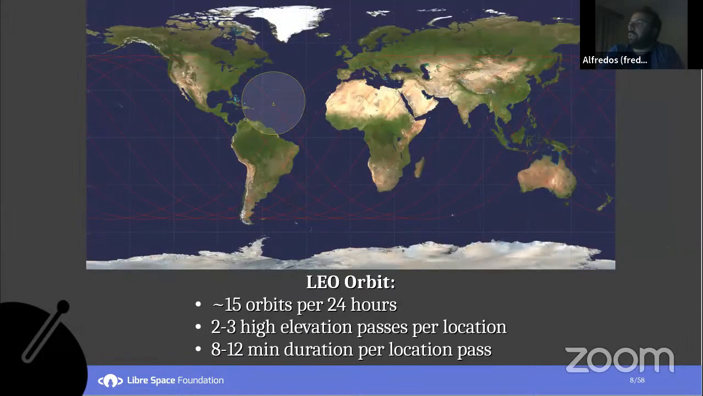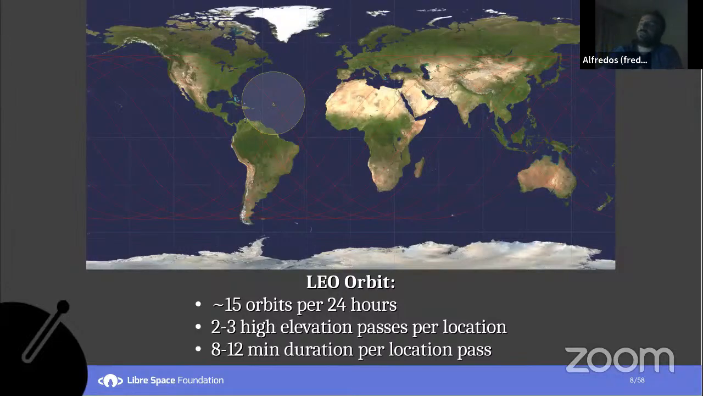Here we have the ground track of ISS and how it goes around the world. So when we are in the low Earth orbit, the satellite isn't always visible from everywhere. It has a specific visibility, and it passes. It does around 15 orbits per day, which means almost one every 1.5 hours.